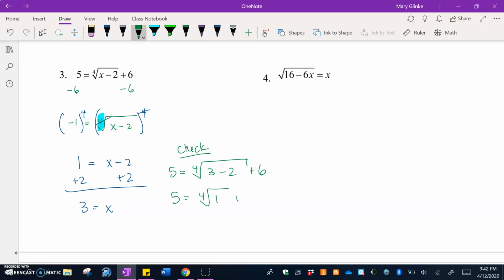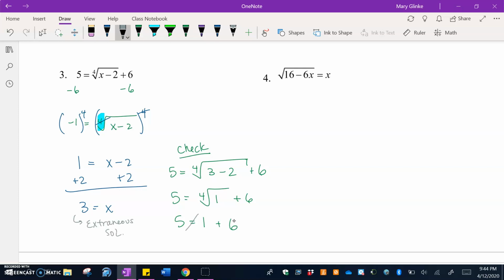So 5 equals the fourth root of 1 plus 6. So 5 equals 1 plus 6. Now, as we're looking at that, that doesn't make any sense. 5 does not equal 1 plus 6. So what's happening here is that this x equals 3, this solution, is called an extraneous solution.